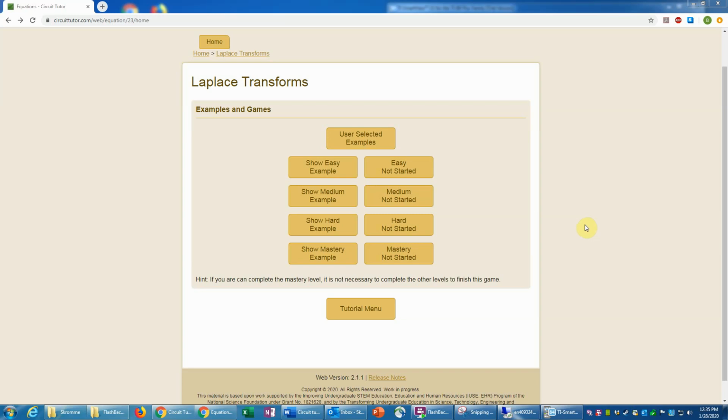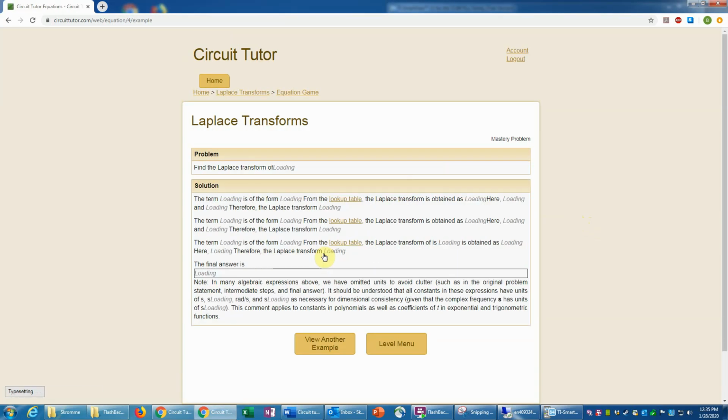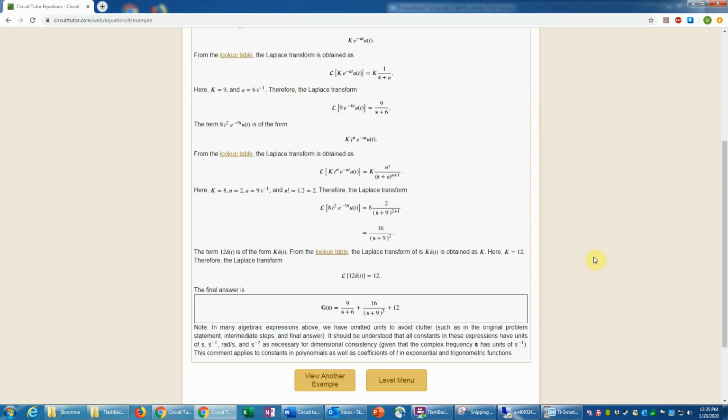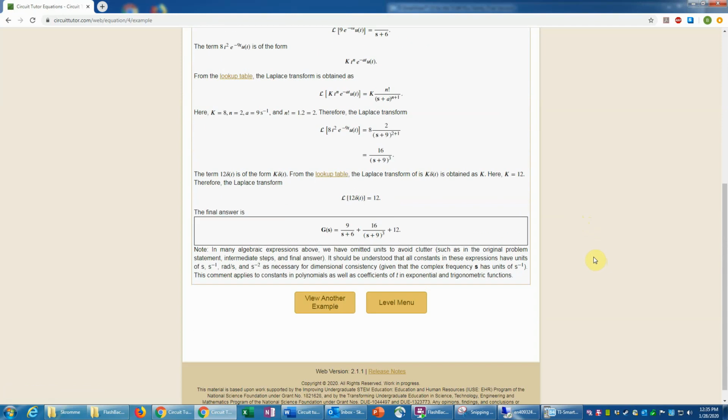This is an example of the problems at level 4, or the mastery level, of the Laplace Transforms game in Circuit Tutor. As always, we have examples available at a variety of levels here, and it would be a great idea to view some of these. So I'll show you just one example. And so that shows you all the steps involved in doing the problem. So if you have any questions about doing these problems, it would be recommended to view those.